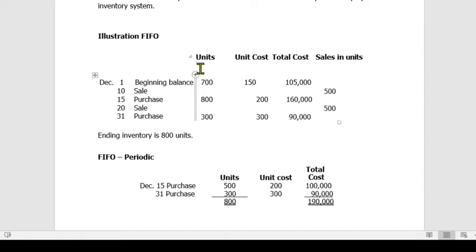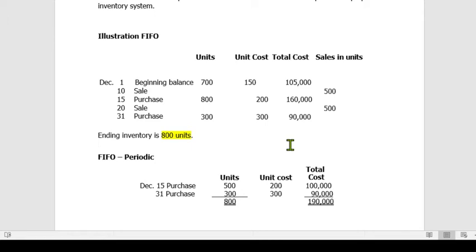So, if you will look at this, the beginning inventory is 700 units. Sale, pag nagbenta ka, so 700 minus 500 is 200 units. This is a deduction. So 200 units ka na as of December 10. Bumili ka ng 800 units, so plus 800, that is 1,000. Nagbenta ka uli ng 500, so 1,000 minus 500 is 500. Bumili ka uli on December 31 plus 300. So the ending inventory is 800 units.